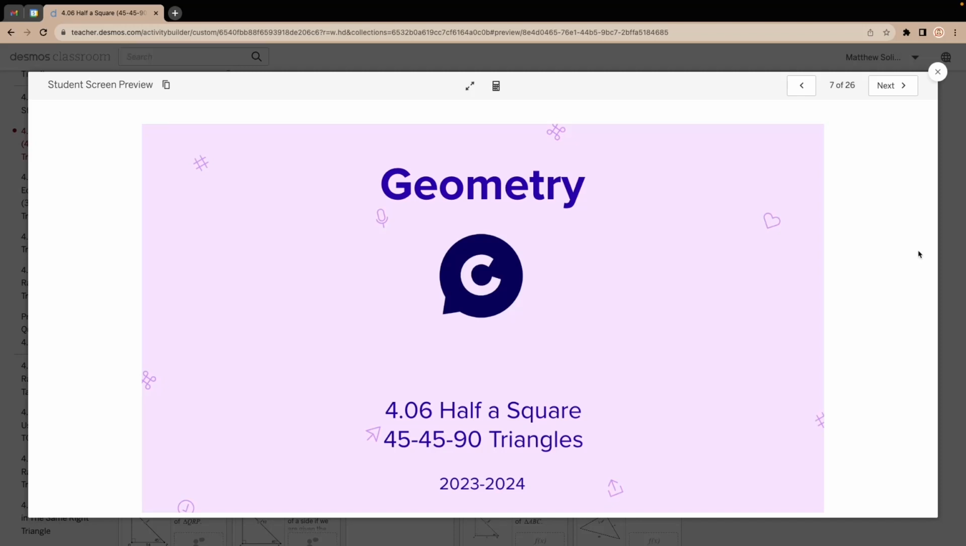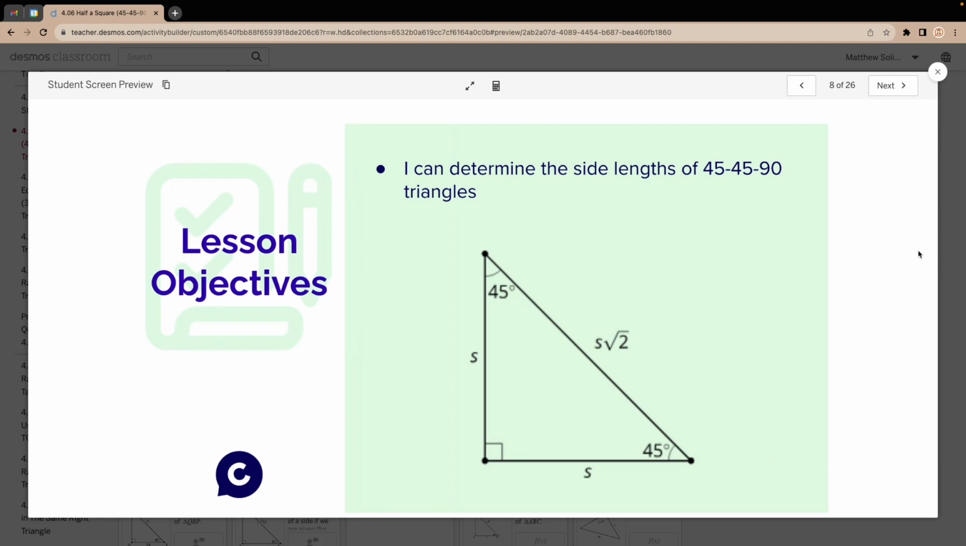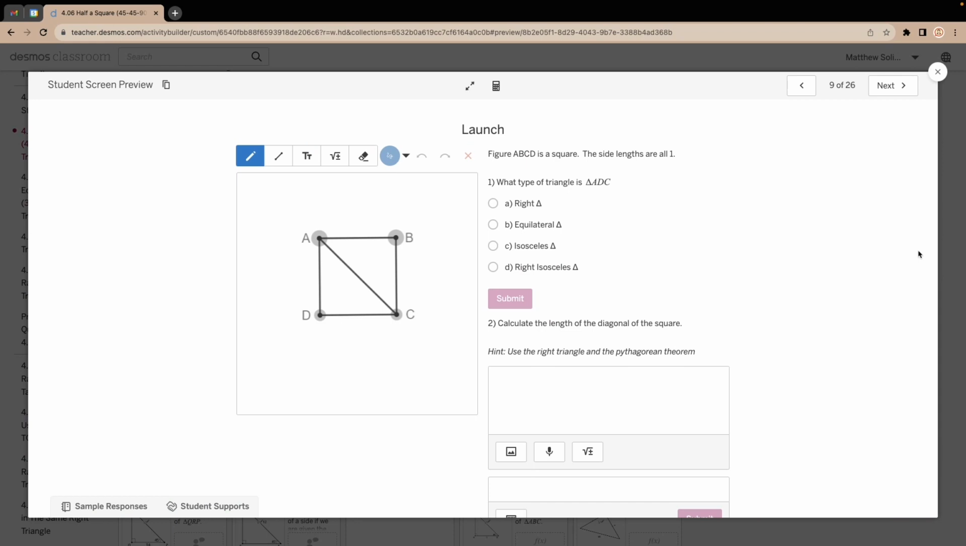Today we are going to learn about a special right triangle, a 45, 45, 90 triangle, also known as half a square, or a right isosceles triangle. So we're going to look at this. Where does this s square root of 2 come from? That's what we're going to really figure out today.